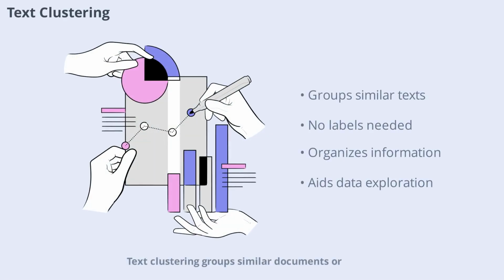Text clustering groups similar documents or sentences together based on their content. Unlike classification, clustering doesn't require labeled data. It's used in organizing search results, customer feedback, and large datasets. By finding natural groupings in text, NLP systems can help users navigate and make sense of vast amounts of information, making this technique valuable for data exploration and analysis.